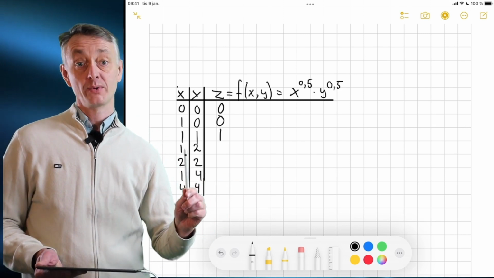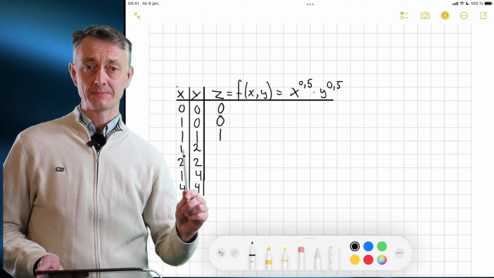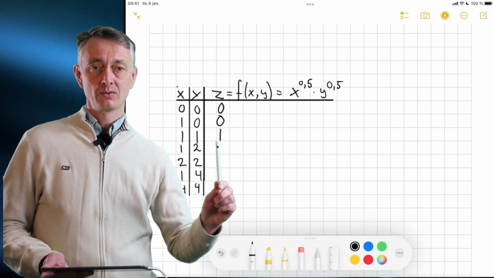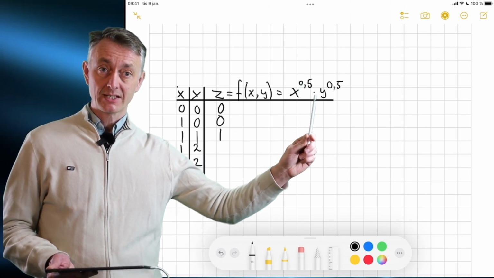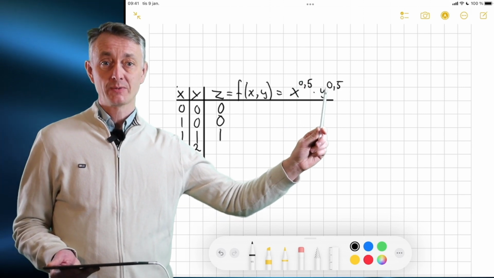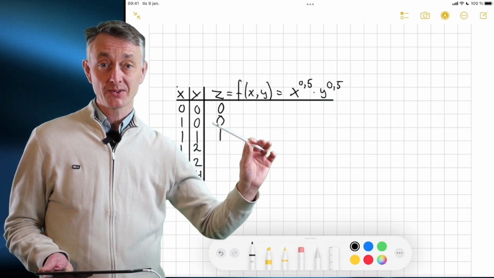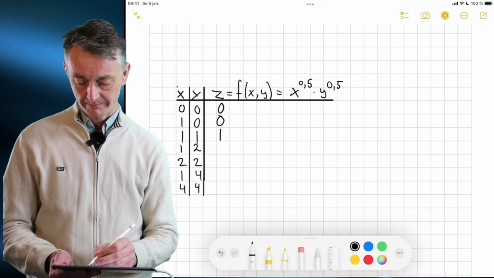Now, what if we have 1 unit of capital and 2 units of labor? Well, then we have 1 to the power of 0.5, that's 1, times 2 to the power of 0.5, that's approximately 1.4.